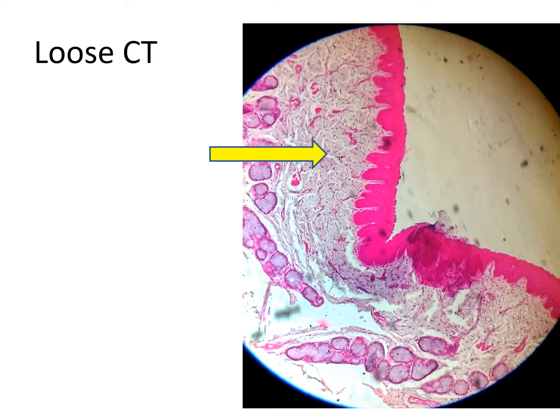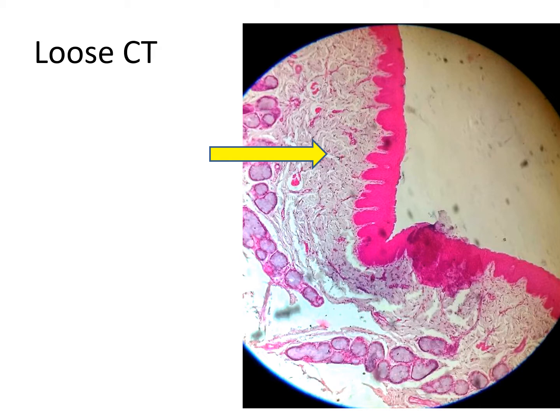The cells in loose connective tissue. First, you see this slide of loose connective tissue. This is a slide of the esophagus. This epithelium is stratified squamous epithelium. This is the lamina propria. It is the loose connective tissue. This is the esophageal gland or the mucosal gland.